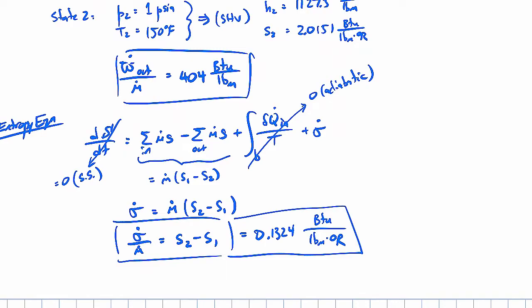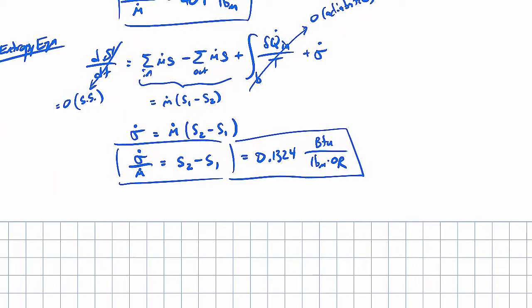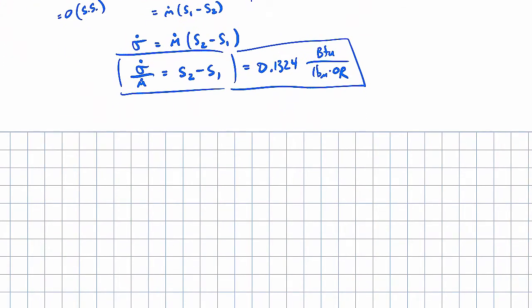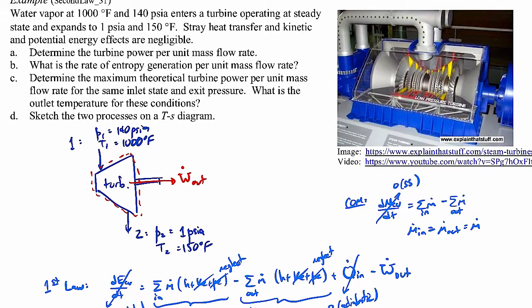So that's part B. Oh, and you'll notice here that obviously we have an internally irreversible process, right? So the sigma dot is not 0. It's greater than 0, meaning it's irreversible, which would lead you to think that this turbine is not operating in its most efficient manner. If it was operating in its most efficient manner, then we shouldn't have any irreversibility. It should be reversible. But here we have some irreversibility, so it's not really operating in its most efficient manner. Okay, so that's part B.